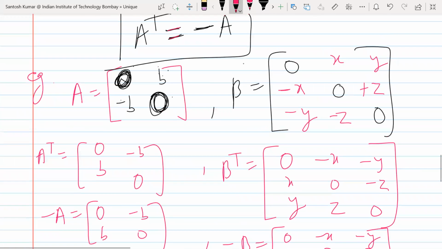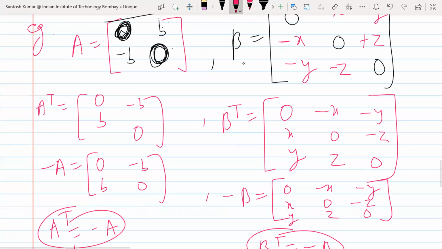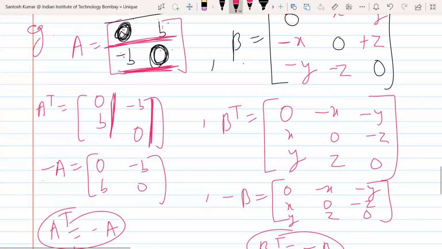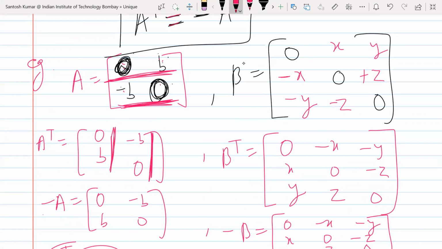See here once again. I have chosen this matrix, with diagonal 0 and B, minus B. So A transpose, you know how to write transpose. First row is 0, B, so first column is 0, B. Second row is minus B, 0, second column is minus B, 0. Now find minus A. How will you do that? You multiply each element of matrix A by -1.